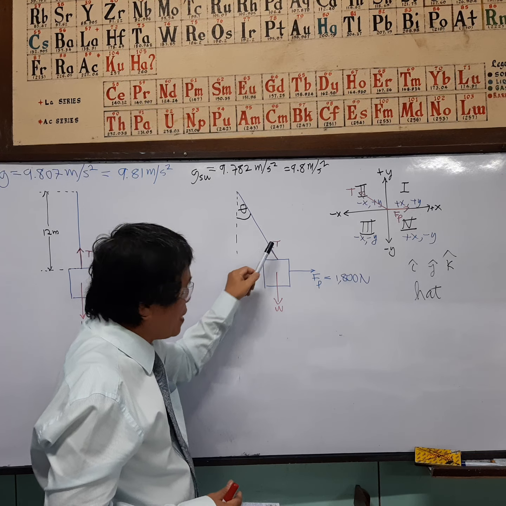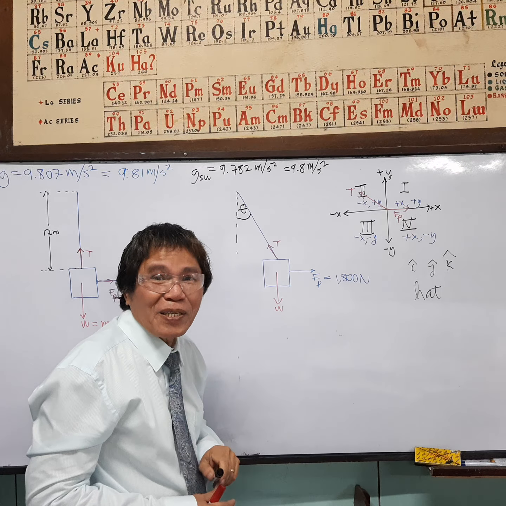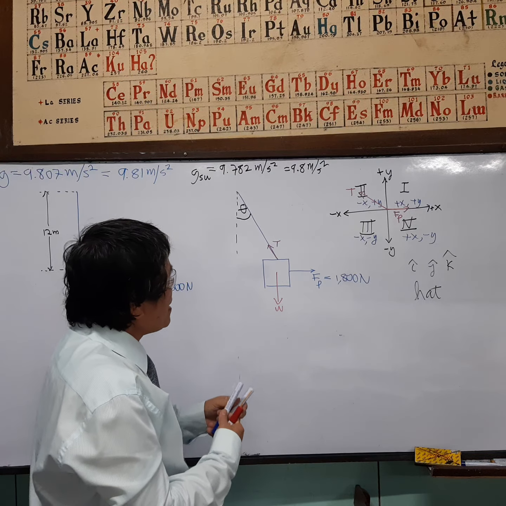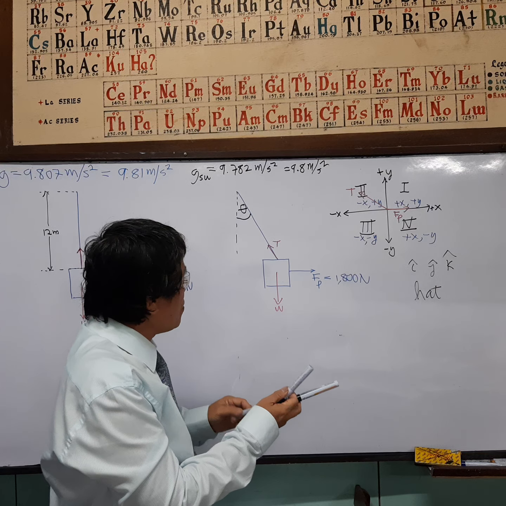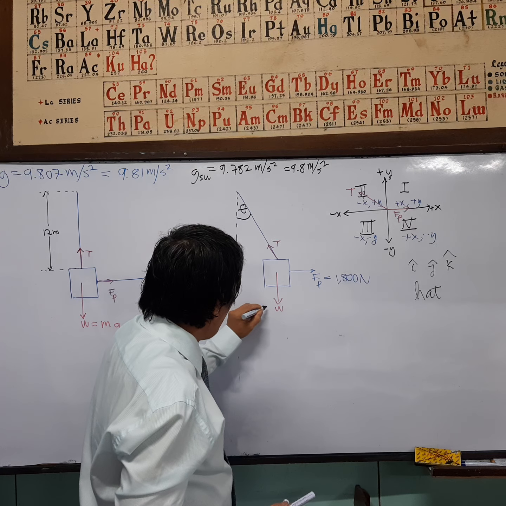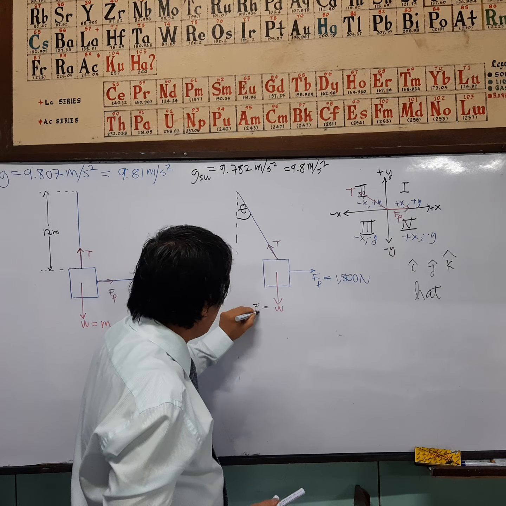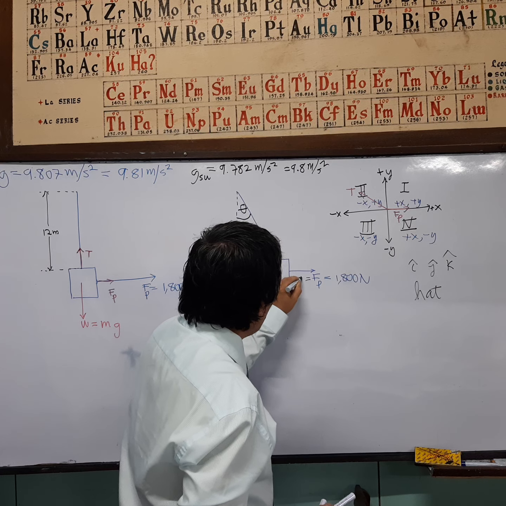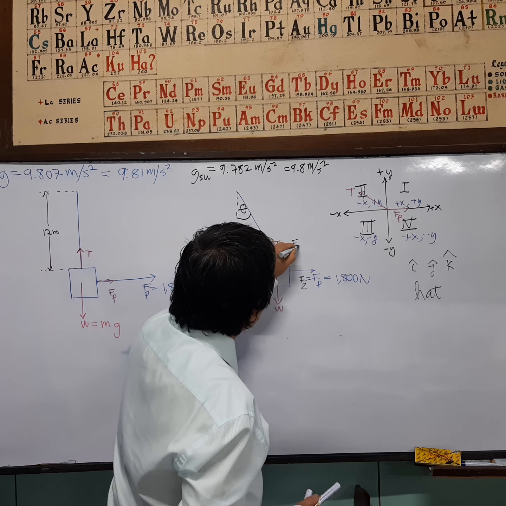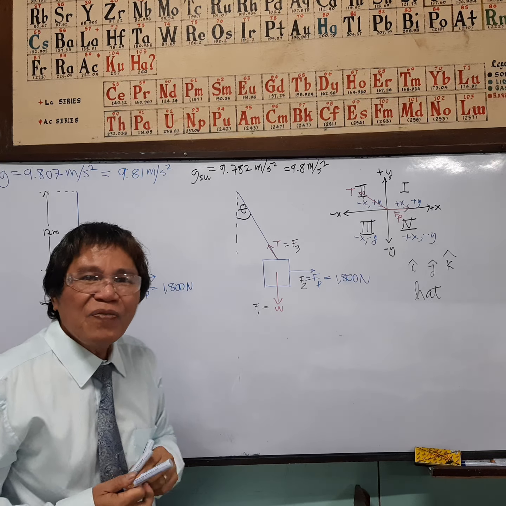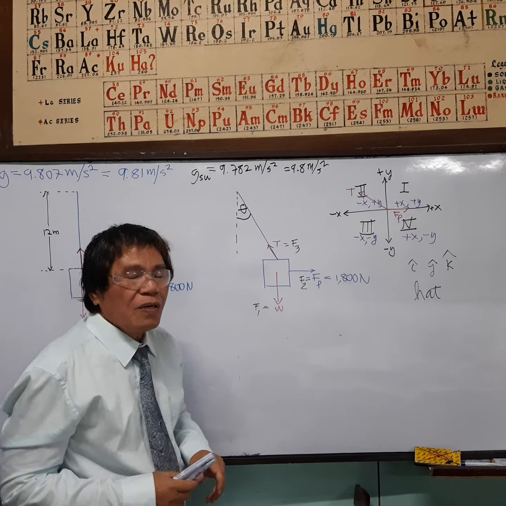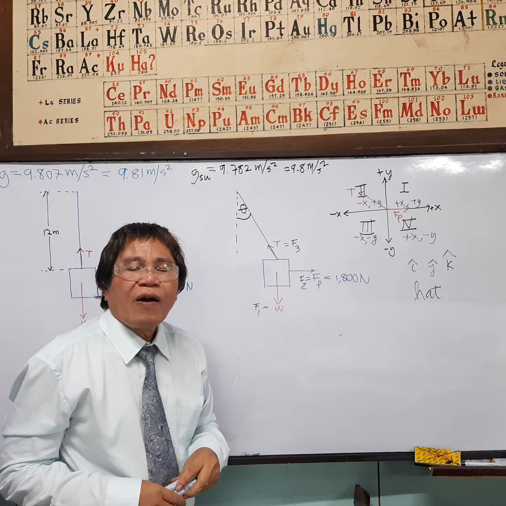1, 2, 3. So there are 3 forces. Okay? Let us call the weights. This is equal to F1. This is equal to F2. And this is equal to F3. So there are 3 forces: 1, 2, 3.